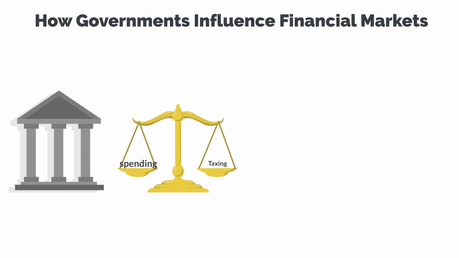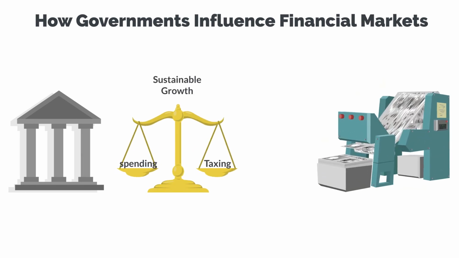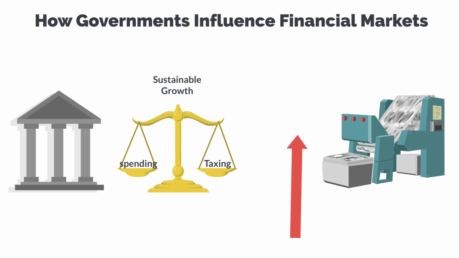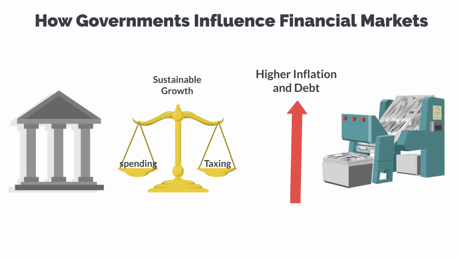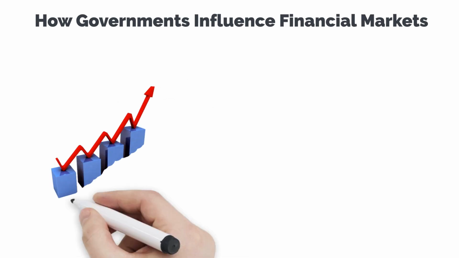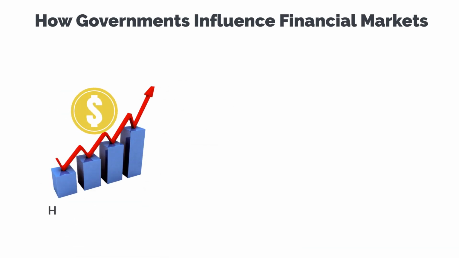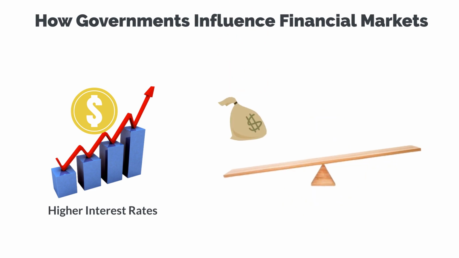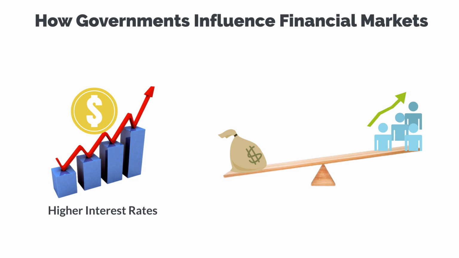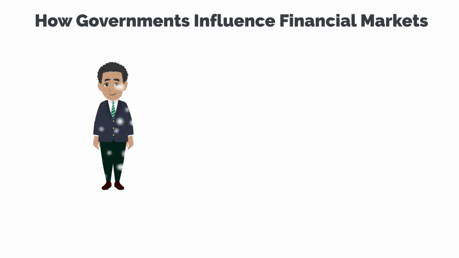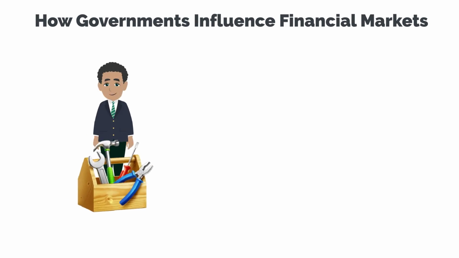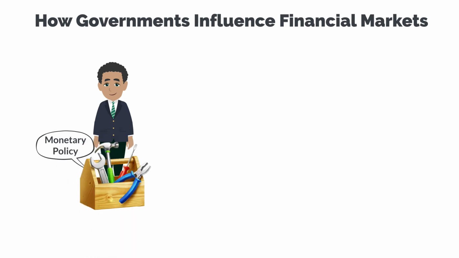Governments use spending and taxing powers to promote stable and sustainable growth. If the government prints too much money, it leads to inflation and higher debt. Inflation leads to a raising of the interest rates to help slow inflation by taking money out of the market. The balance between keeping rates low to encourage growth and raising them to slow inflation is delicate. When policymakers seek to influence the economy, they have two main tools at their disposal: monetary policy and fiscal policy.